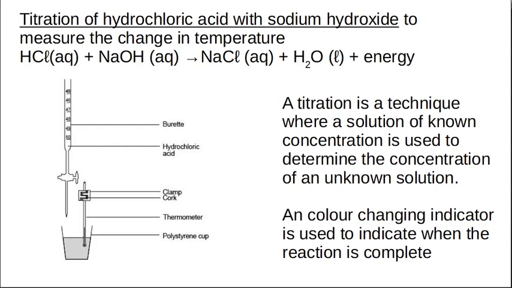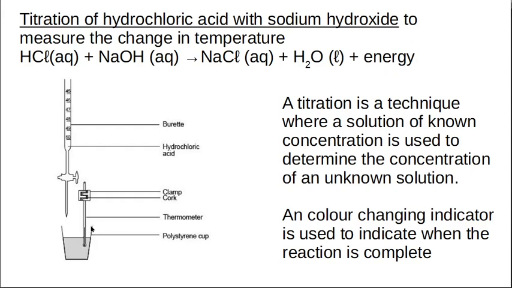Then there's the titration of hydrochloric acid with sodium hydroxide to measure the change in temperature. A titration is just where you find the concentration of an unknown solution using some really well calibrated, very accurate glassware. You use a burette here. And in grade 10, what you're supposed to do is mix hydrochloric acid and sodium hydroxide, and they go to sodium chloride and water and energy. So the energy is on the product side.